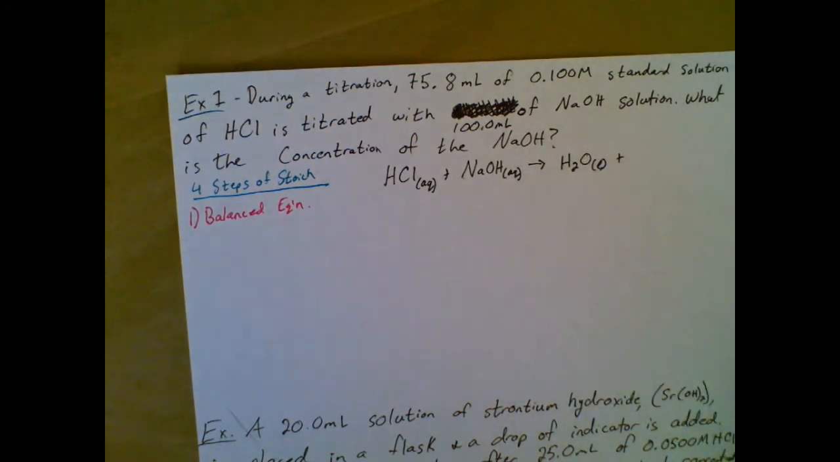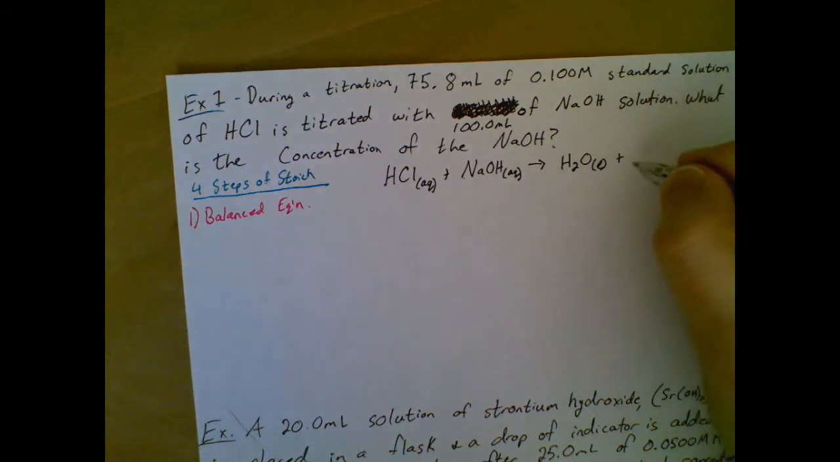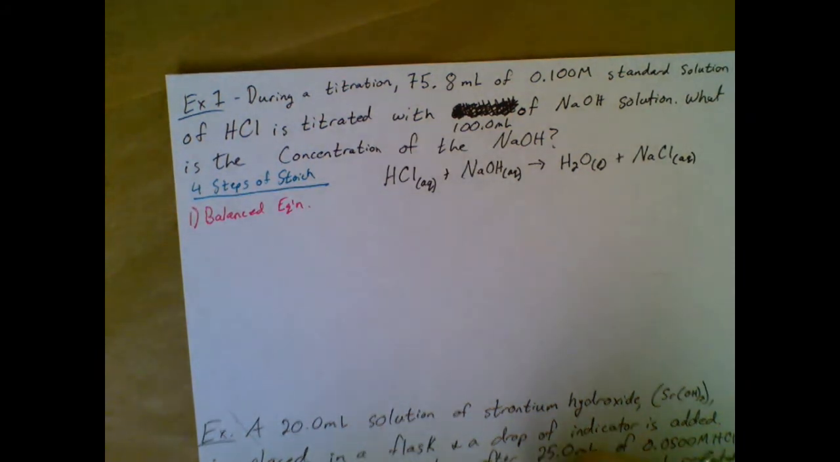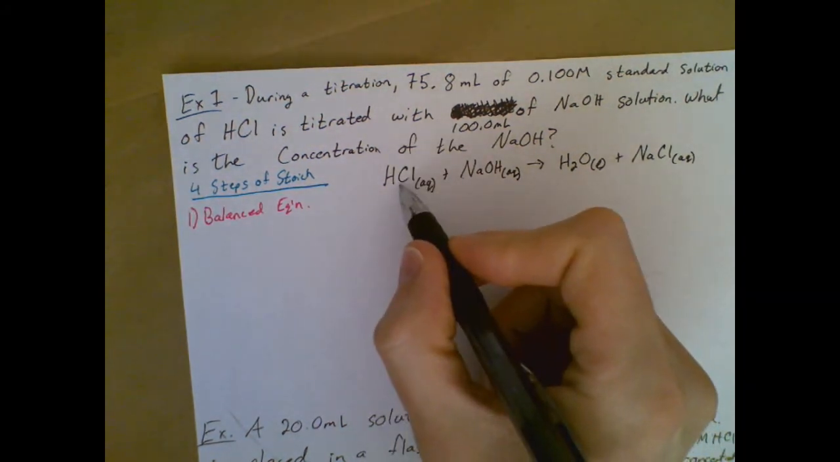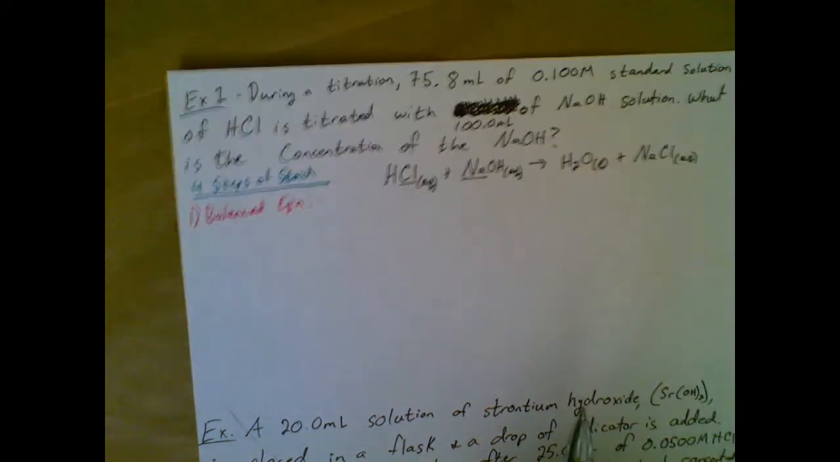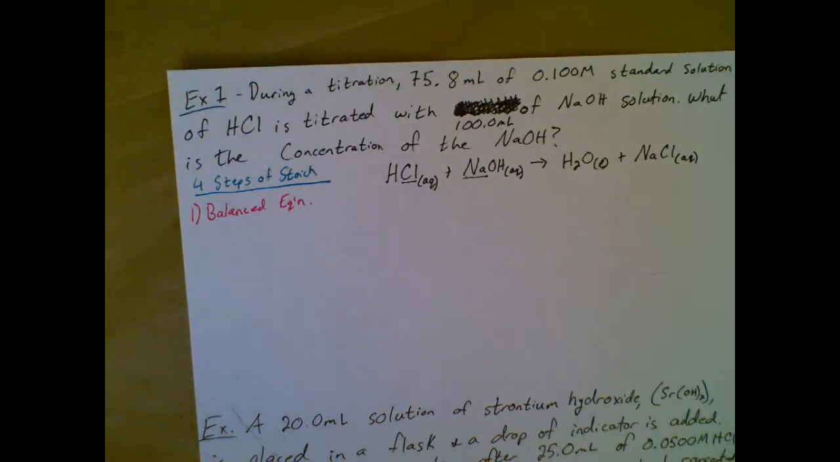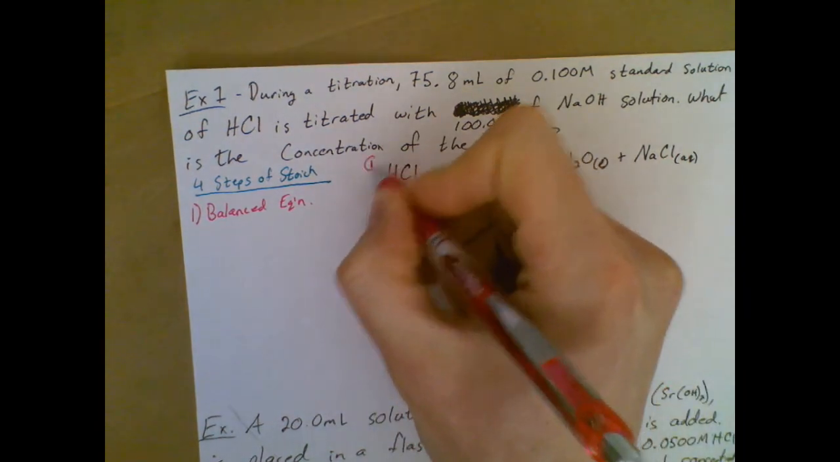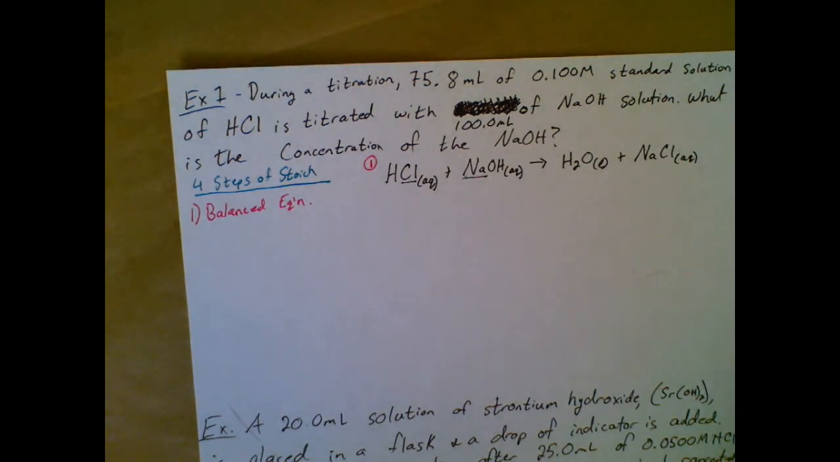Water is never aqueous. You can't dissolve water in water. It's ridiculous. And then we produce our salt, and in this case, that salt is just the ions that are left over combined together. Happens to be NaCl in this one. Okay, that is step number 1. Step number 1 is write a balanced equation. I should point out, this is actually already balanced.